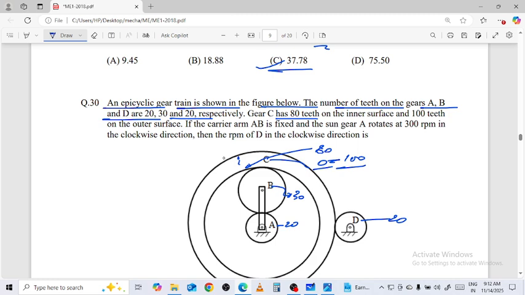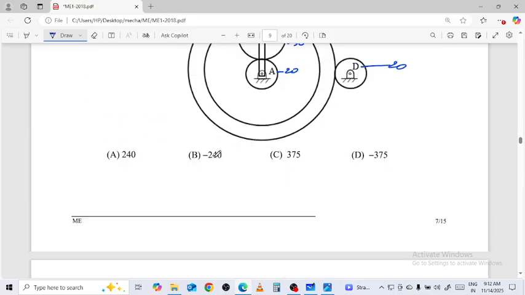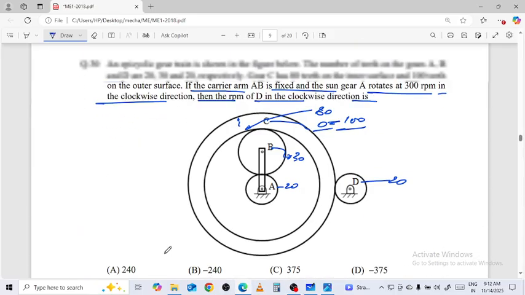ऐसा क्वेश्चन आपने पहली बार देखा होगा. इनसाइड आउटसाइड जनरली एक ही साइड होते हैं, क्योंकि आपका जो है इनर व्हील में जोड़ता है, लेकिन सी को ही ये एक हॉलो डिस्क टाइप से यूज किया हुआ है. ओके, तो दोनों साइड आपके खांचे बन सकते हैं. If the carrier arm AB is fixed and sun gear A rotates at 300 rpm in clockwise direction, then the rpm of D in clockwise direction is. ये आपको कैलकुलेट करके बताना है.